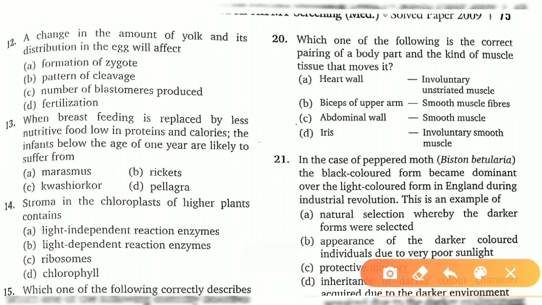Now 12th question: a change in the amount of yolk and its distribution in the egg will affect: formation of a zygote, pattern of cleavage, number of blastomeres produced, or fertilization. So the answer is the pattern of cleavage. When the amount of yolk in an egg changes, the pattern of cleavage changes, so it affects it.